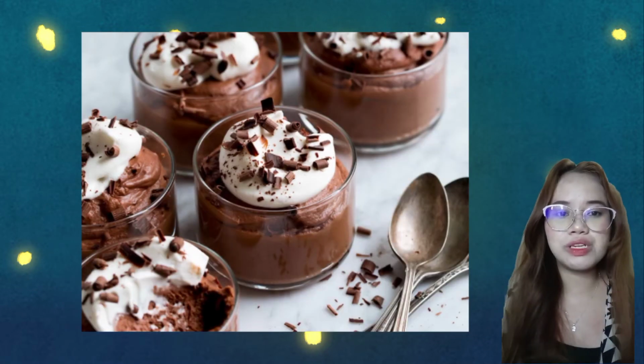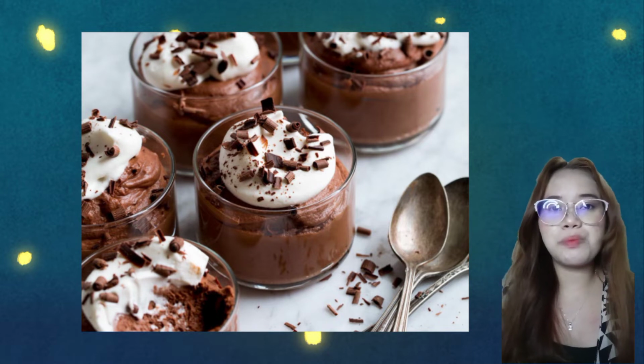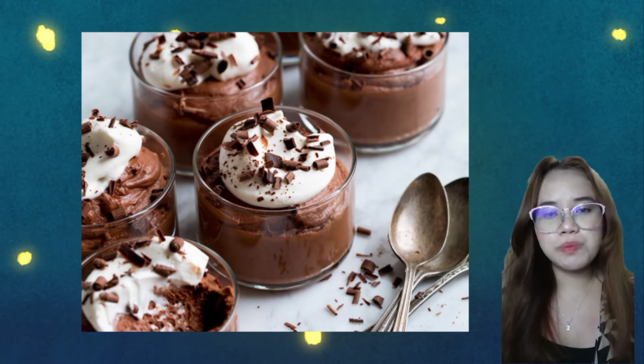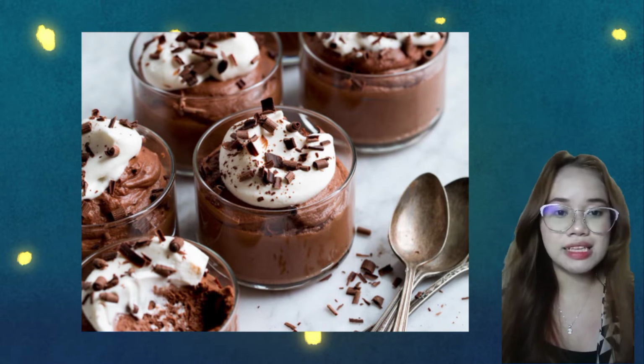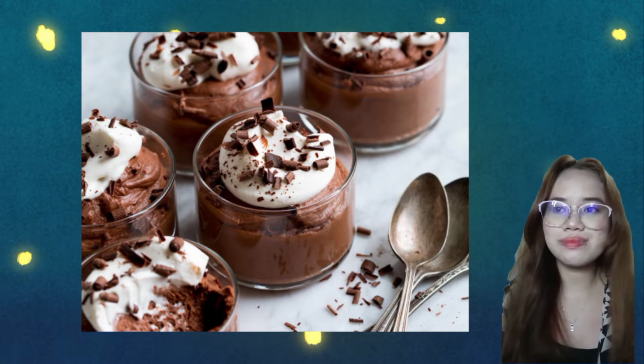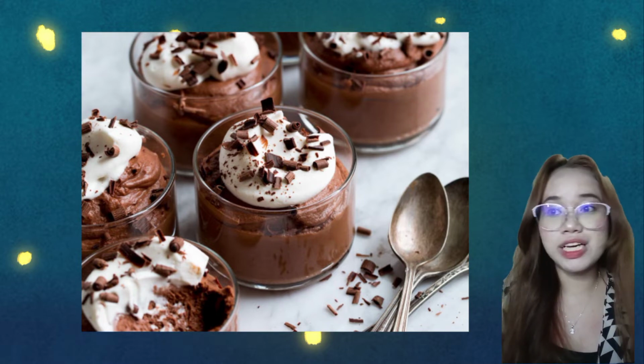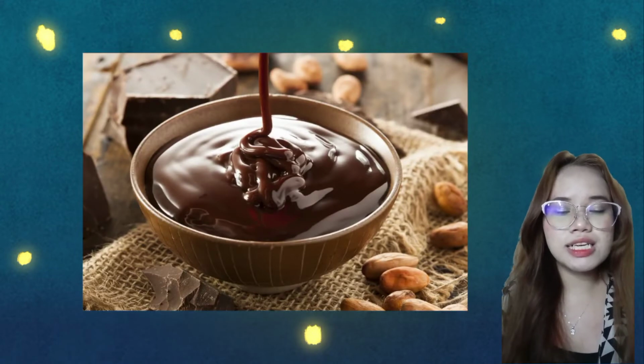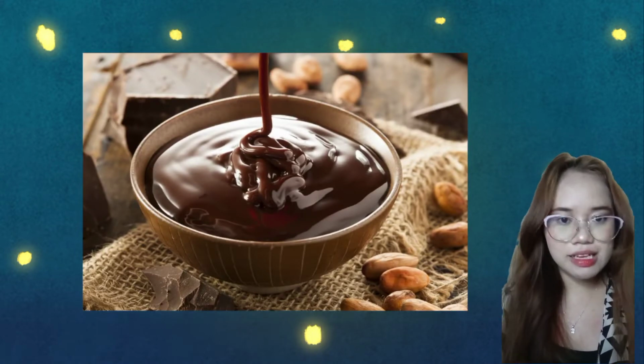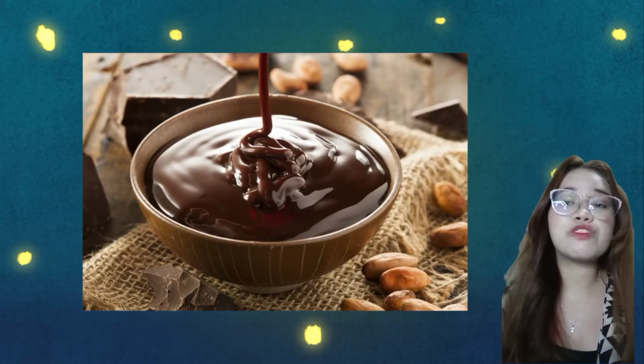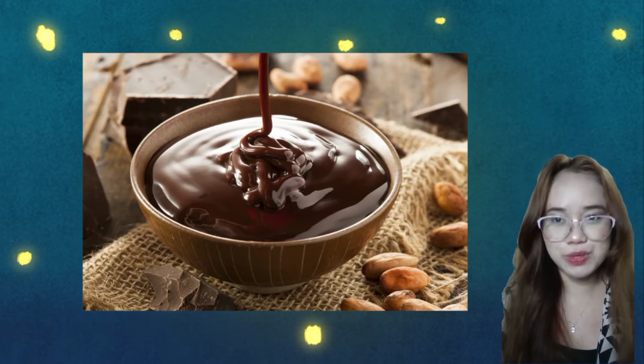The next one we have is the mousse. So that's how you read it, mousse. Mousse is a prepared food that incorporates air bubbles to give it a light and airy texture. Next slide, we have the ganache. The ganache is a glaze, icing, sauce, or filling for pastries made from chocolate and cream.